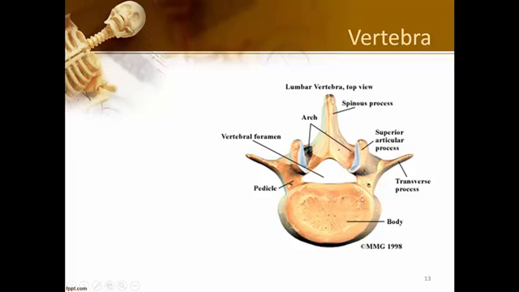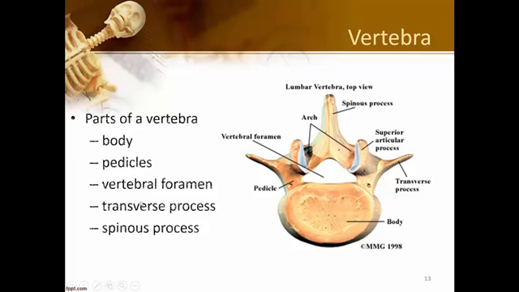So here's a picture of a vertebra. You should know the parts of the vertebra. The body is this main part right here. It's attached by pedicles to the transverse processes, which stick out right and left, and the spinous process, which sticks straight posterior. So when somebody feels the bumps of your backbone, they're actually feeling the spinous processes. There's a hole between the body and the spinous process called the vertebral foramen, and that's where your spinal cord would be.